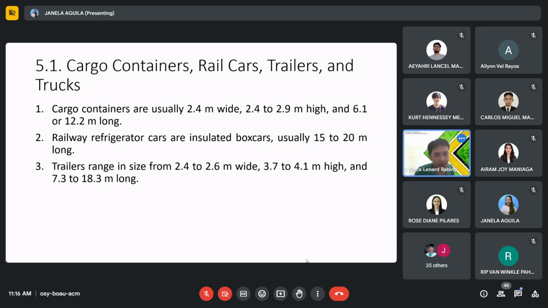And last po ay yung trailers. Ito po yung ginagamit sa road transportation na kadalasan po ay hinihila ng mga trucks. So they offer flexibility in terms of size and are suitable for different types of cargo. Ito pong trailers ay nagre-range po ng width na 2.4 to 2.6 meters with a height from 3.7 to 4.1 meters and they come in various lengths na nagre-range ng 7.3 meters to 18.3 meters.